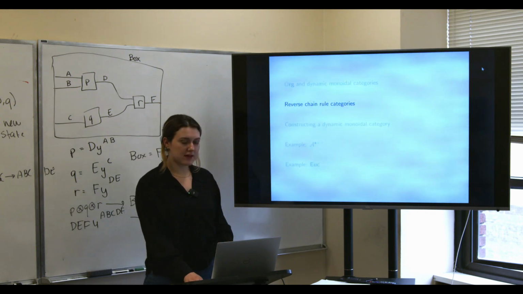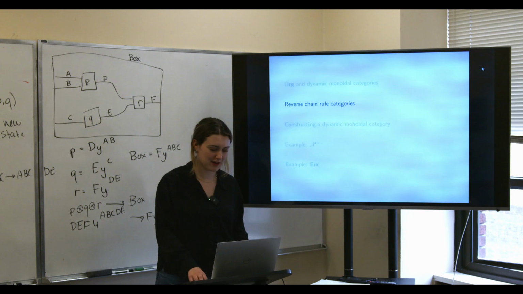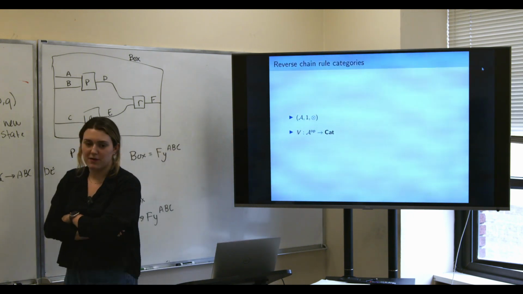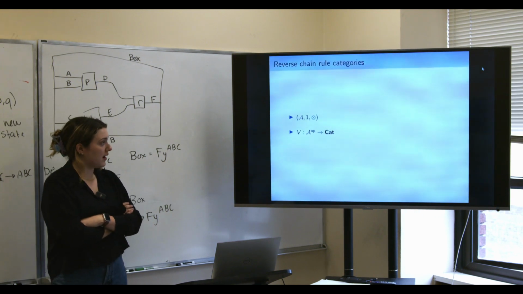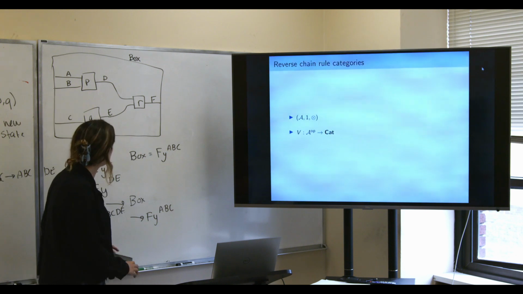Great. So let's now talk about reverse chain rule categories, which have a very interesting and kind of suggestive name that we will also talk about. So we're going to start out putting together the first couple of pieces of our 2 commutative triangles that I showed you at the start of the talk.